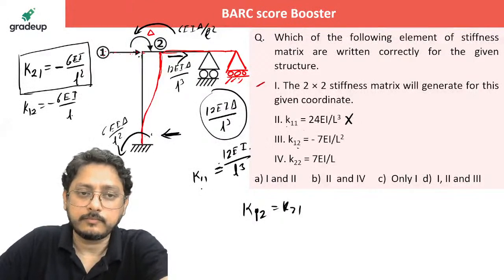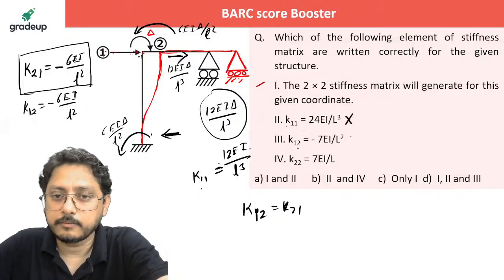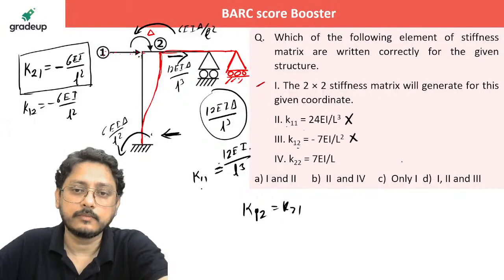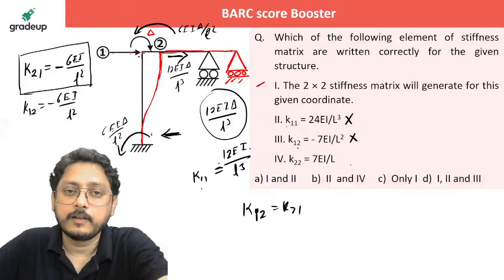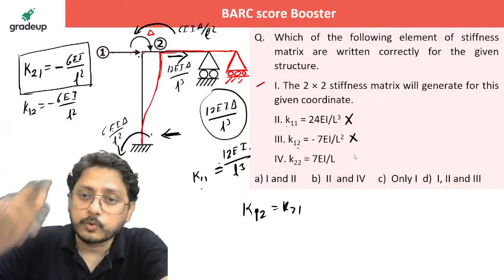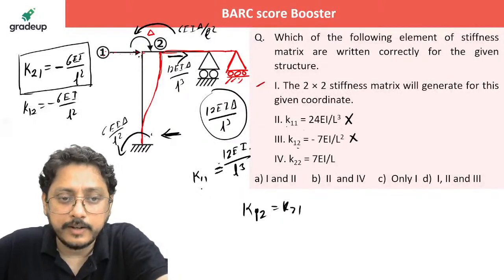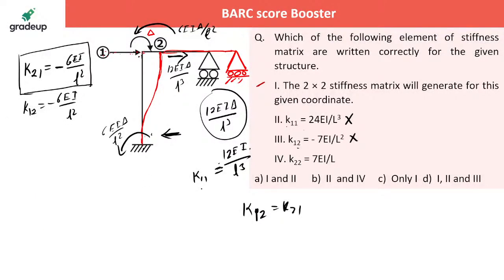That is also not correct. Now what about K22? You apply the rotation at 2. I'll just draw it here. You apply the rotation at 2 and you see what are the forces generating in the coordinate direction 2 itself.